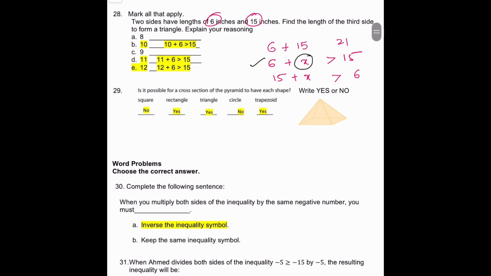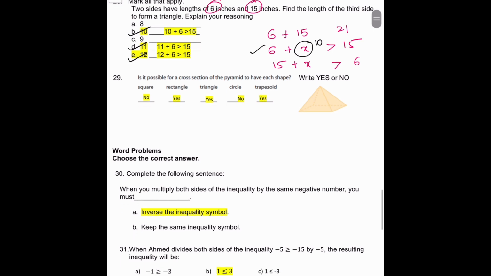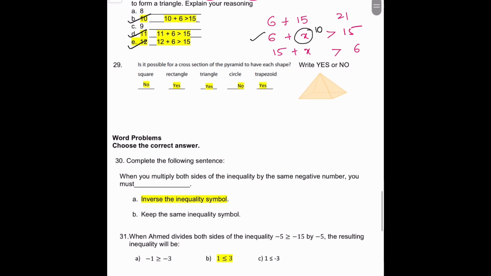6 plus 7, 6 plus 8, 6 plus 9 is 15. 6 plus 10 is greater than 15. So can I take 10? Yes. If I can take 10, can I take 11 as well? Yes. Can I take 12 as well? Yes. Until they are not greater than 21 or equal to 21. So all these three options apply.